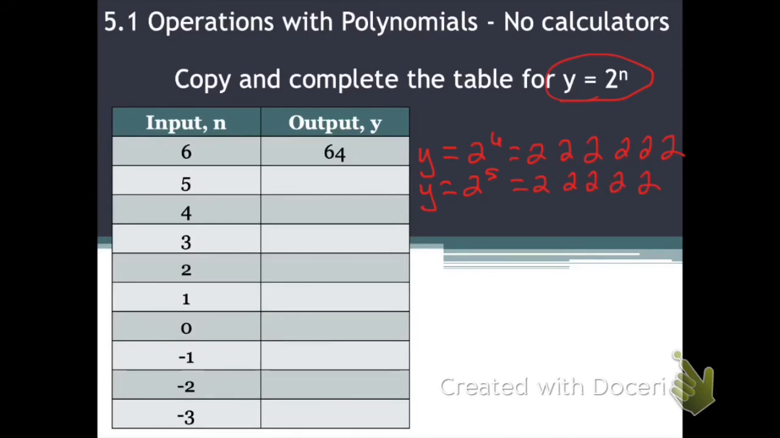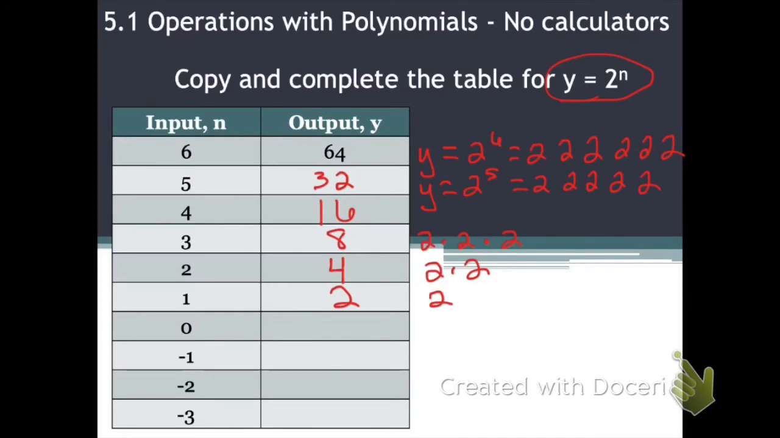Writing it out this way, you can see that I'm multiplying by 1 less 2, which means that this is just going to be 32. Okay? Next one's going to be 2 to the 4th power. 2 times 2 times 2 times 2 is 16. Next one is 2 to the 3rd power. That's going to be 2 times 2 is 4 times another 2 is 8. 2 to the 2nd power, which is just 2 times 2, that's just 4. 2 to the 1st power is just 2.